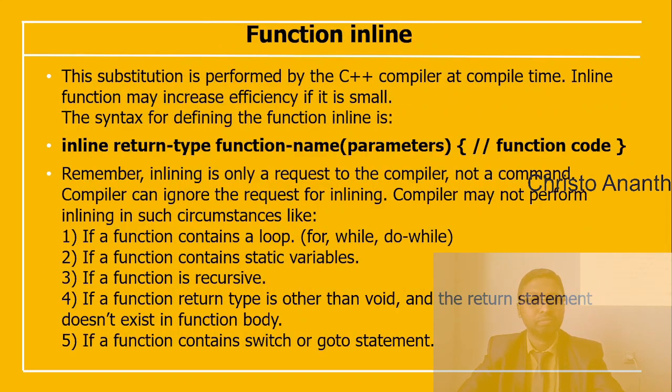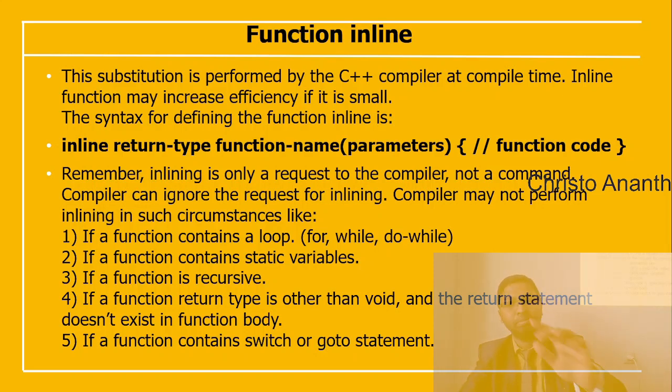This is done by the C++ compiler at compile time. An inline function can increase efficiency if it is very small. This is the syntax: inline, return type, function name, and then some parameters. That's where you will have the function code. Inlining is just a request to the compiler and it is not a command. So the compiler can also ignore that request for inlining.